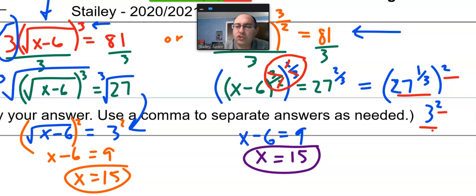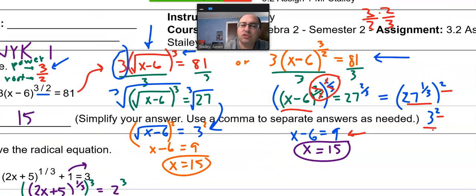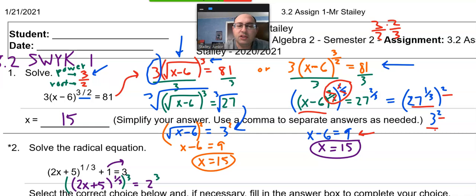Once you get that down to here, where you have x minus 6 on the left and 9 on the right, add the 6 and you get 15. So you get the same answer that we did before. It depends on which way you want to do it. Do you want to look at it with radicals, or do you want to use that reciprocal of the exponent idea?